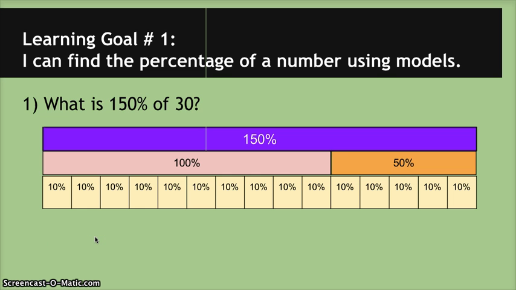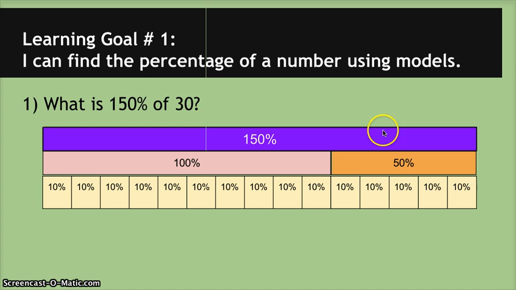Let's get started. Our first problem is, what is 150% of 30? We have our bar model, and here it says 150%. This is made up of 2 other bar models, which is 100% and 50%. This is also made up of 15 of these 10%. So 1, 2, 3, 4, 5, 6, 7, 8, 9, 10, 11, 12, 13, 14, 15.